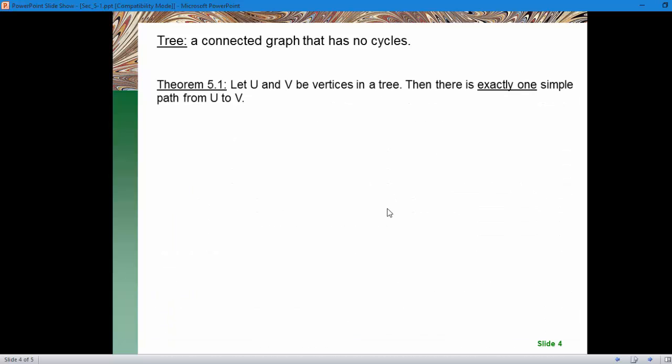And here we'll prove the first result of trees in our course. Theorem 5.1 that is stated in the book. It says that, consider 2 vertices in the tree, vertex U and vertex V. The theorem says that there is exactly one simple path from U to V. Let's see how we prove that.